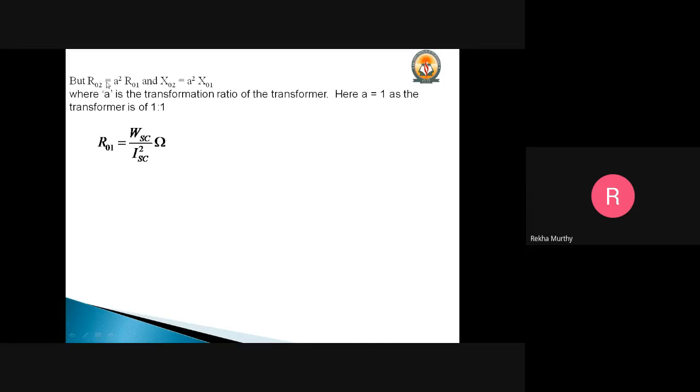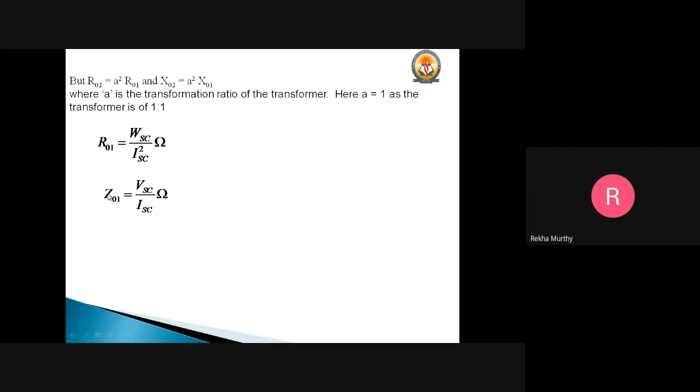Here the R02 is the parameter which is referred to the secondary. It can be obtained as k square multiplied with R01. k is the transformation ratio, that is 1:1, so it will be considered as 1. Before that we have to find out what R01 is. R01 is W_SC divided by I_SC square. So we need to calculate with the values we have obtained at the SC test.